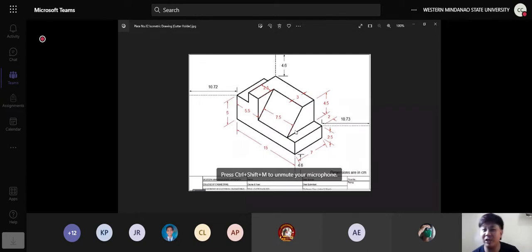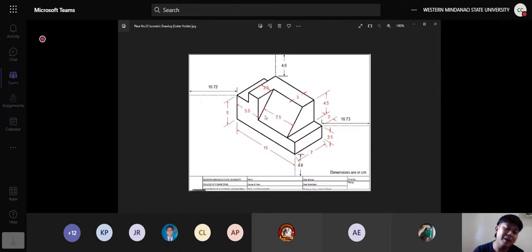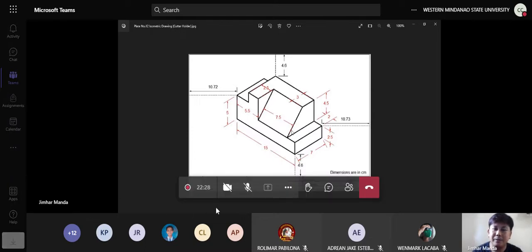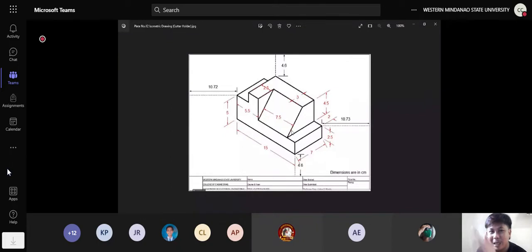Based on the definition of isometric lines na in-state natin, di ba? Isometric lines are those lines that are constructed or drawn in parallel with respect to the isometric axis. So based on that definition, pwede ba natin masabi na yung dalawang lines na to are isometric lines? Yes, sir. Pag sinabi natin parallel, kung ano man yung angle of inclination ng isang line, ganun din dapat yung sa pangalawang line.